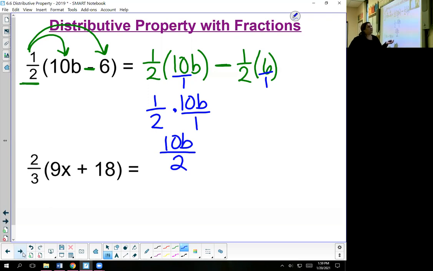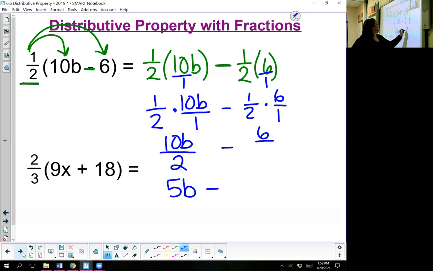Or you can just think about it, what's half of 10? That's 5, and tag along Mr. B. That's it. That's all. Subtract, subtract, subtract. Half of 6, what's 1/2 times 6 over 1? That's 6 over 2, which is, half of 6 is 3.